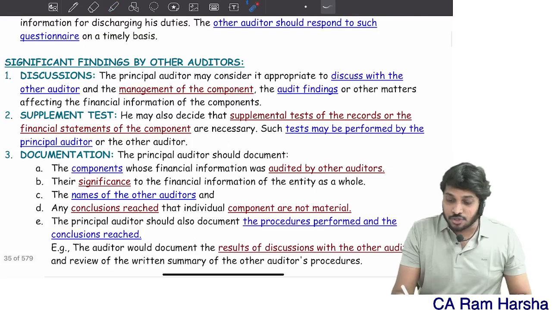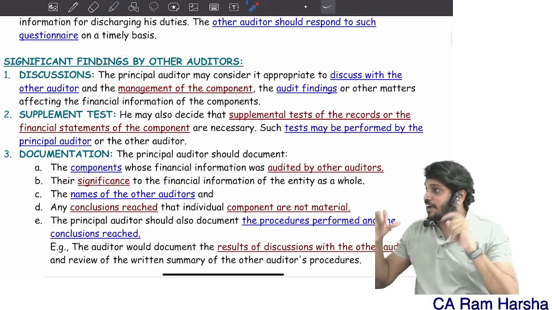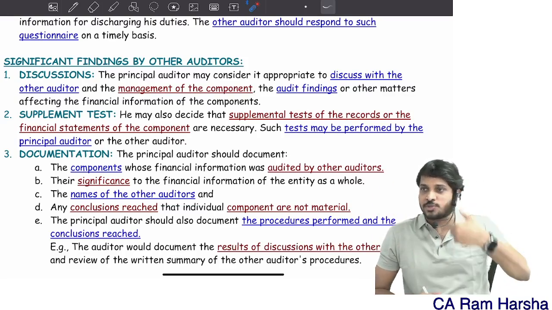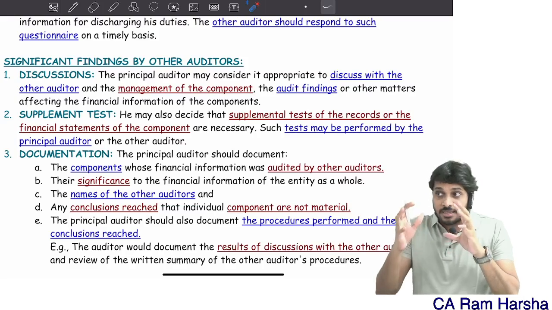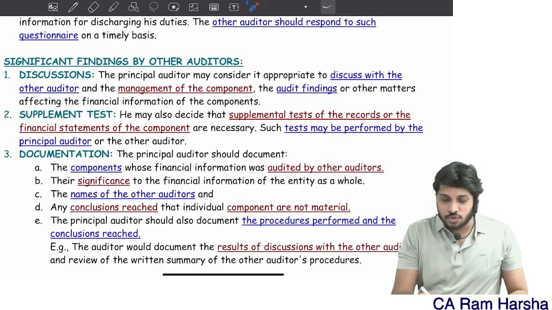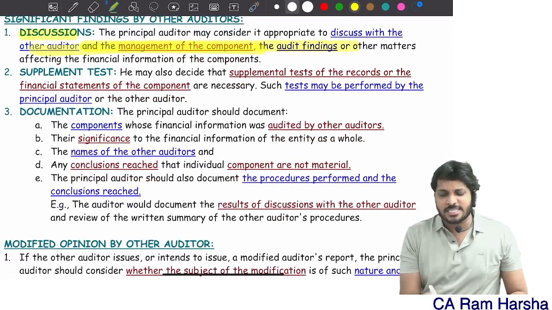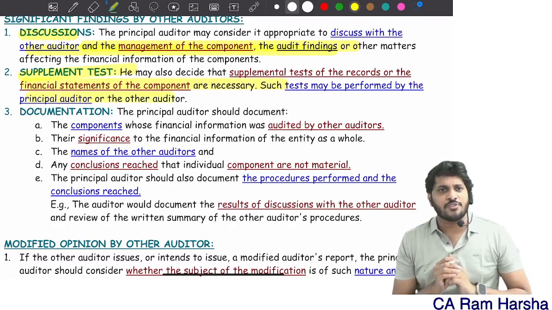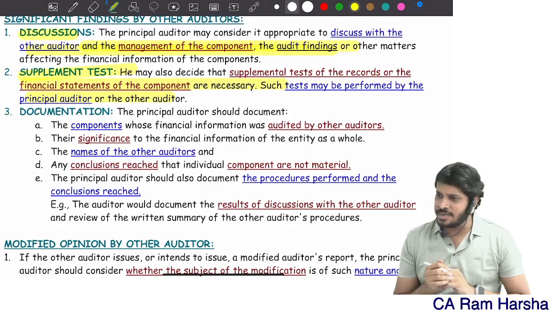Next, suppose there are significant findings in other auditors' work, what does the principal auditor have to do in this case? Remember, this entire standard is drafted from the point of view of the principal auditor. So discuss with the management of the component, discuss with the other auditor, and do supplementary tests if you require.